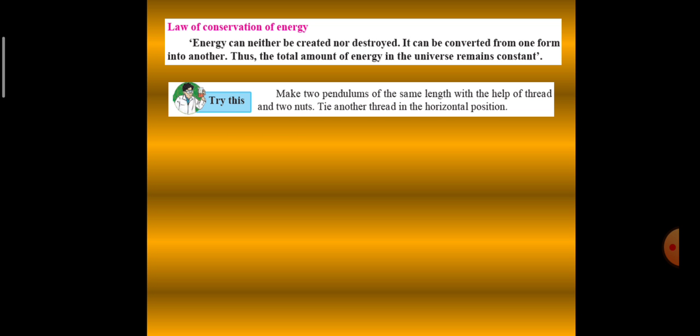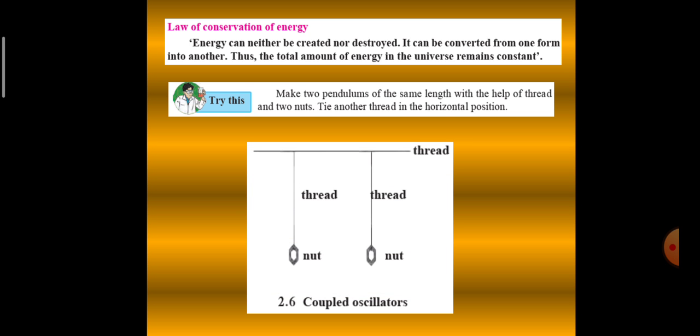Try this. Take two pendulums of the same length with the help of thread and two nuts. Tie another thread in the horizontal position. Tie the two pendulums to this horizontal thread in such a way that they will not hit each other while swinging. Now swing one of the pendulums and observe. What do you see?